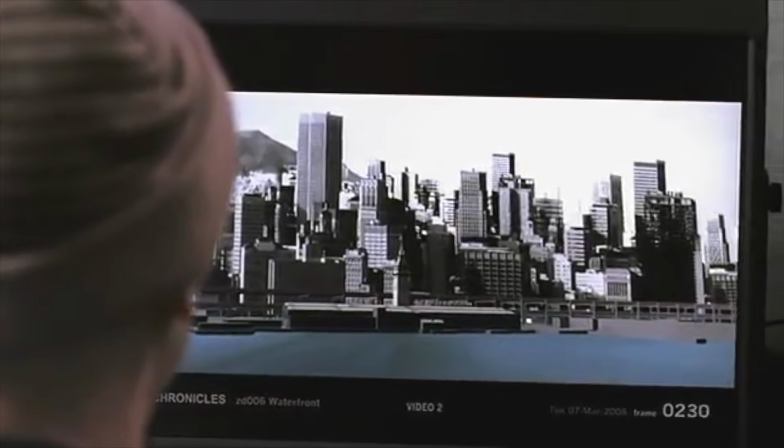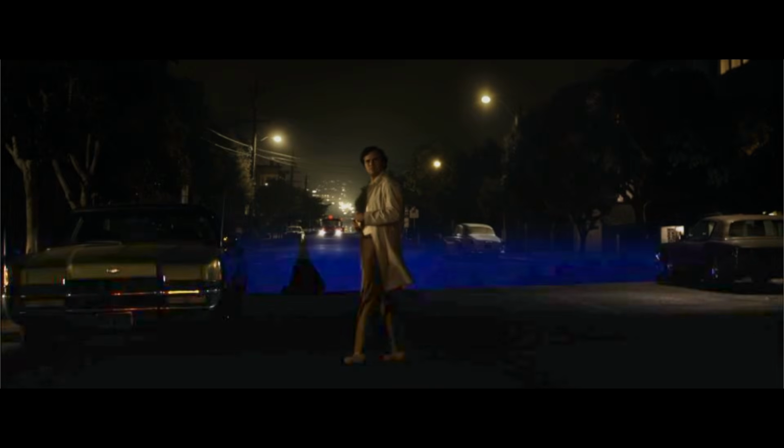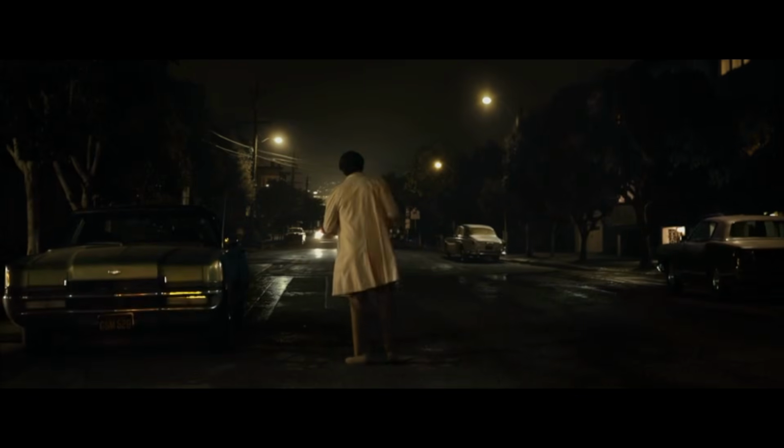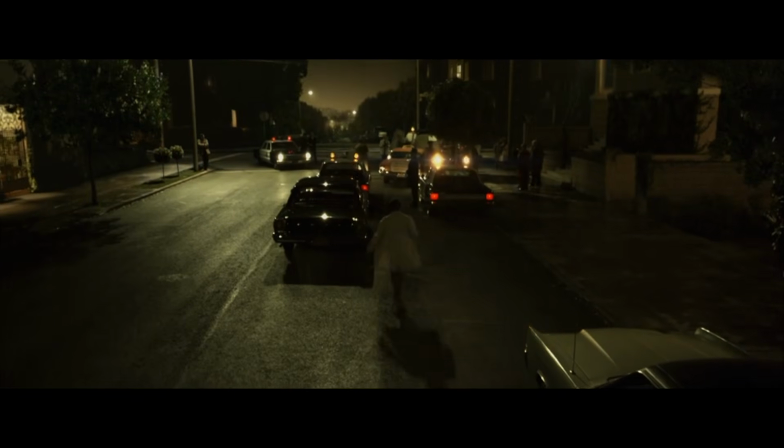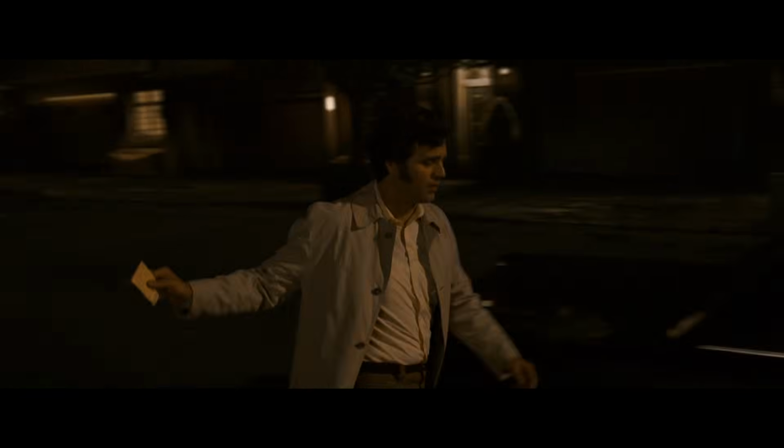And most people would never guess that that entire cityscape was created in a computer. In fact, nearly every exterior shot in Zodiac is digitally altered in some way to be period accurate. Fincher wanted the details of the crime scenes to be as authentic as possible, and ironically, the only way to do that was through CG.